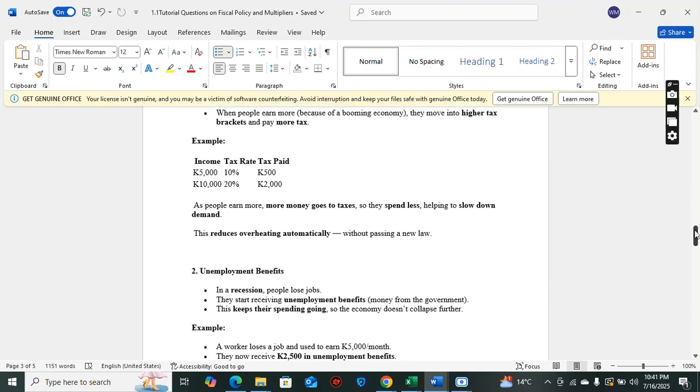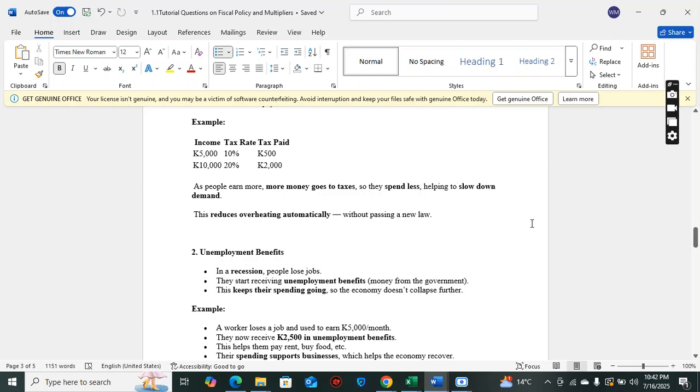Then another stabilizer, unemployment benefits. If the economy is doing bad, people lose their jobs, they can have these unemployment benefits where they can have some money that they can use to at least stay afloat. So when the economy is in a recession, people have lost jobs, they can earn these unemployment benefits where they still have money coming in. It won't be as much as they were receiving as their salaries, but there's at least money coming in to keep them afloat so that they can still spend.